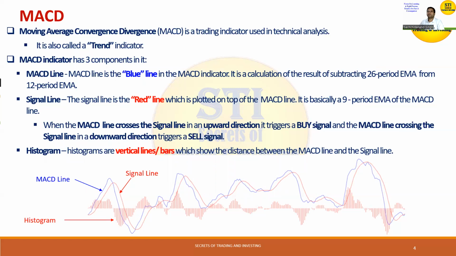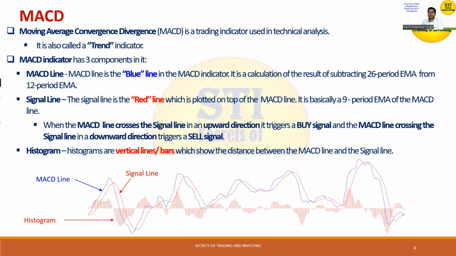MACD, the full form is moving average convergence divergence, is a trading indicator used for technical analysis. It is also called a trend indicator. What it means is that depending on this particular indicator, we are going to conclude whether the trend of that particular stock or scrip is uptrend, downtrend, or maybe sideways. The chart is what we used to see, however this indicator will add better conviction about identifying the trend. So what is MACD?